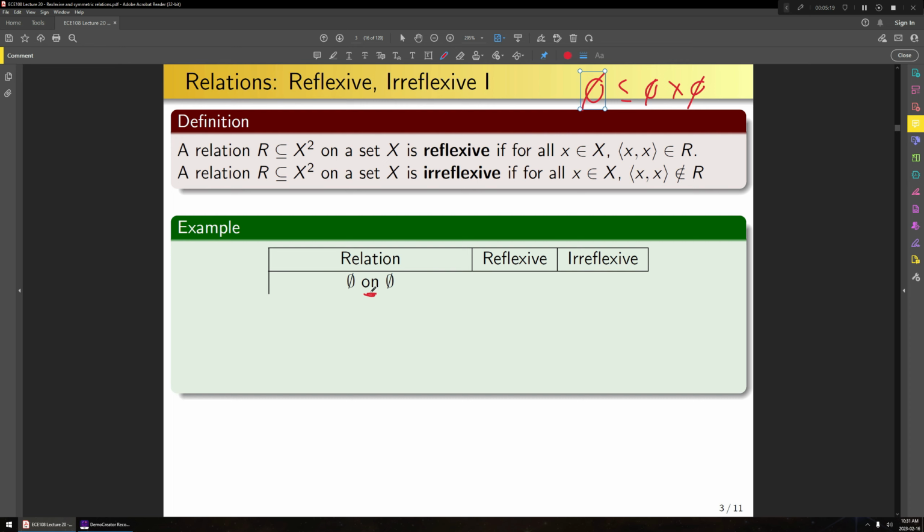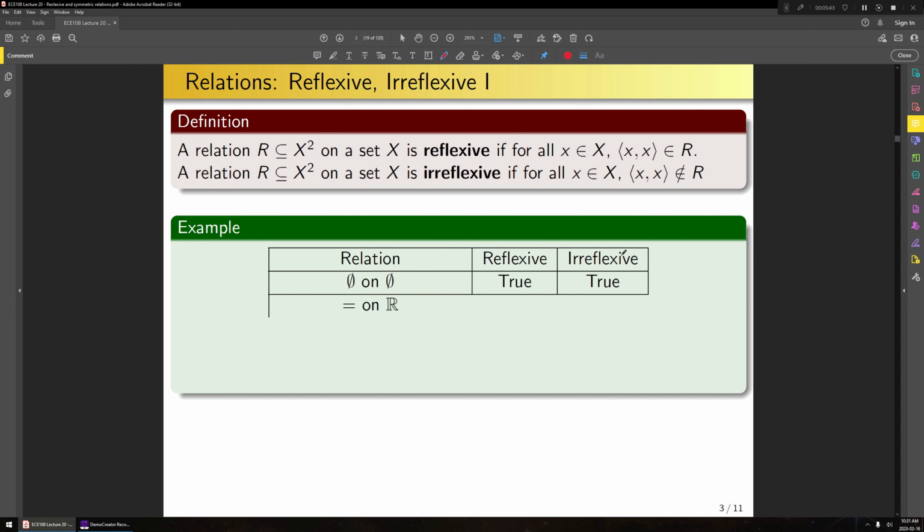Well, all we have to do is go back to our basics of logic and ask, is this proposition true? Is it true that for every element of the empty set, that's related to itself within this relation? Yeah, there is nothing. So this one's trivially true, vacuously true. Same thing for irreflexive, right? This thing here is false, so yeah, that's going to be true.